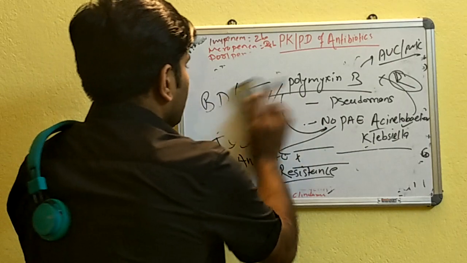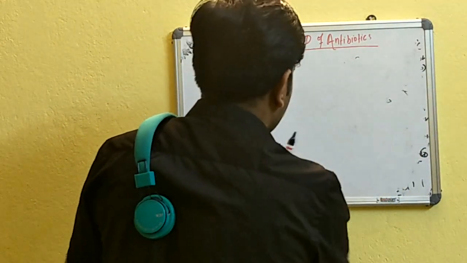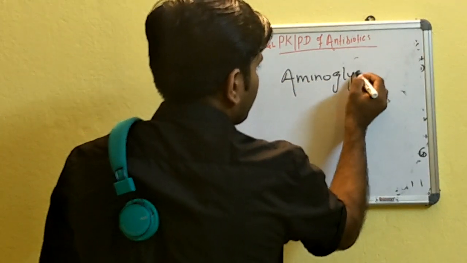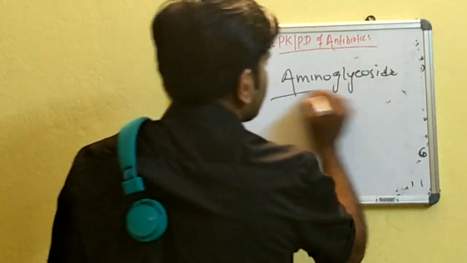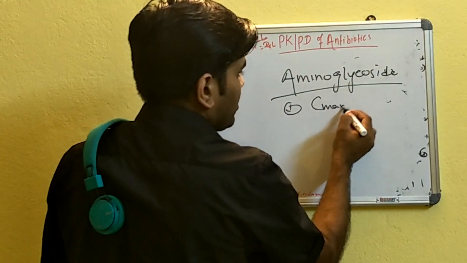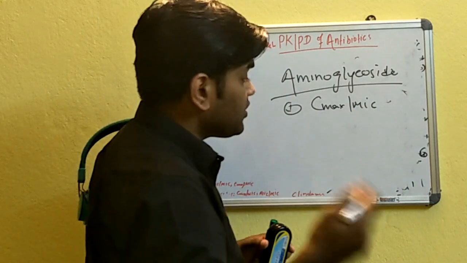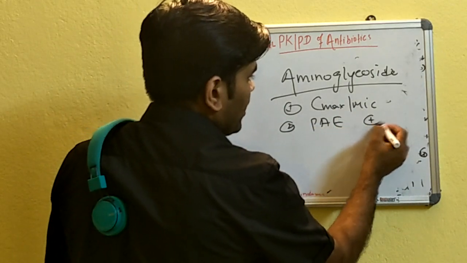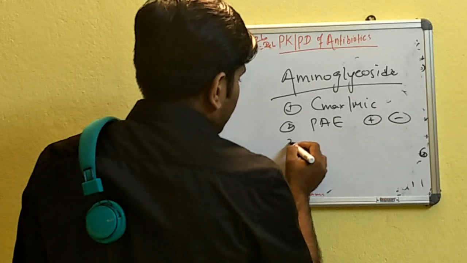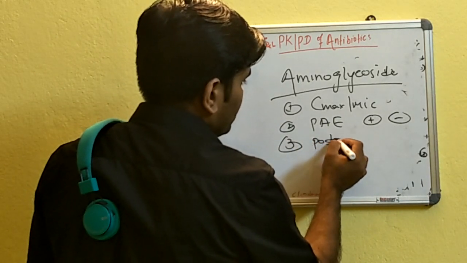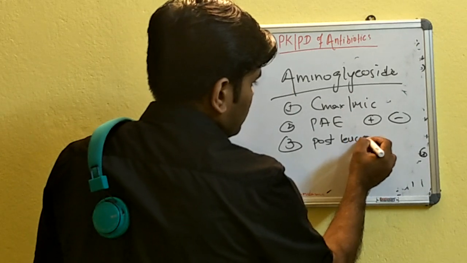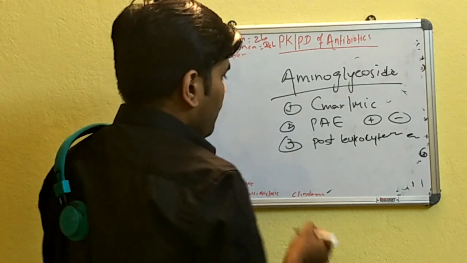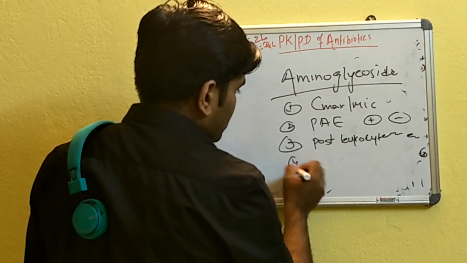Now talking about the aminoglycosides. For aminoglycosides, the parameter is Cmax over MIC. So a single large dose is preferred, with concentration-dependent kinetics and killing. Second is a post-antibiotic effect for both gram-positive and gram-negative organisms, so it is better. Third is post-leukocyte enhancement, which helps in killing the bacteria.